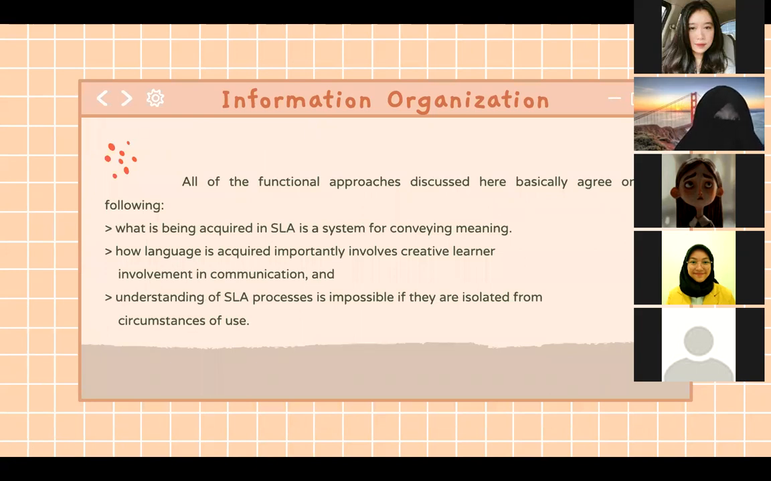All of the functional approaches discussed here basically agree on the following. What is being acquired in SLA is a system for conveying meaning. How language is acquired importantly involves creative learner involvement in communication, and understanding of the SLA process is impossible if they are isolated from circumstances of use.